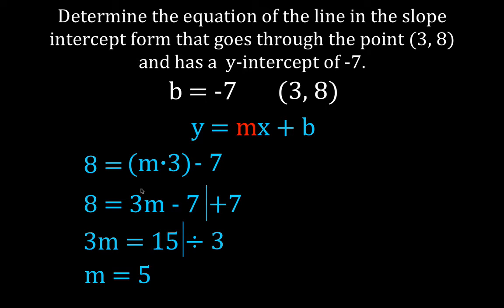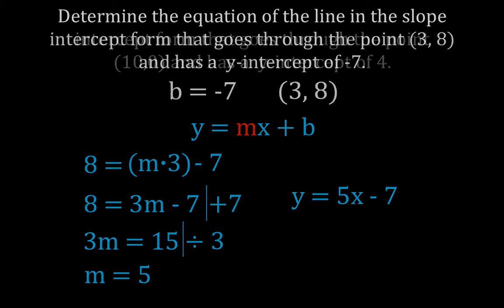Okay, there you go. Now we have b, the y-intercept, which we were given, and we calculated m, so we can simply write the equation of that line that has a y-intercept of minus 7 and goes through the point 3, 8. That is y equals mx plus b, y equals 5x minus 7. There you go. That's the equation of that line.